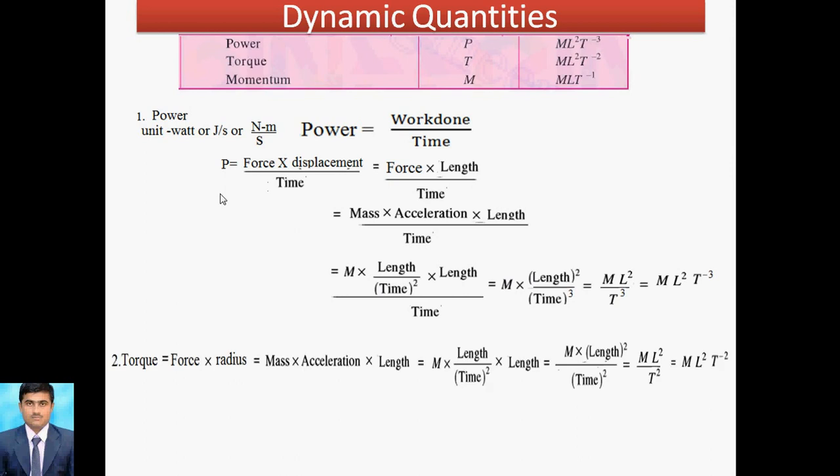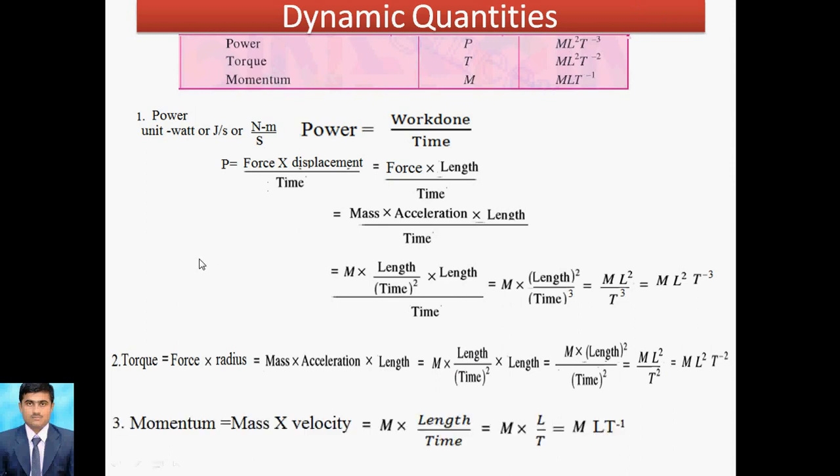This is about power. Then torque means force into radius. Force is nothing but mass into acceleration, radius is nothing but length. Mass is m, acceleration means length upon time square, into this length. So this length means length square. So the relation becomes M L^2 T^-2. This is about torque. Then we move to momentum, that becomes mass into velocity. Mass we can take as it is, and velocity is nothing but length upon time. So we can take it as m l upon t, that means M L T^-1. So here momentum is M L T^-1.